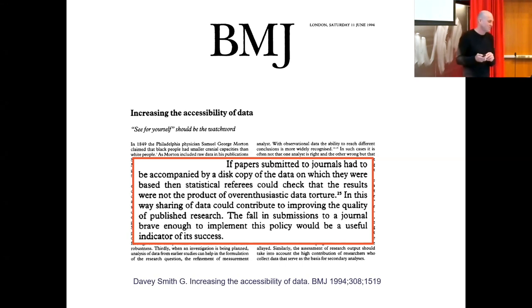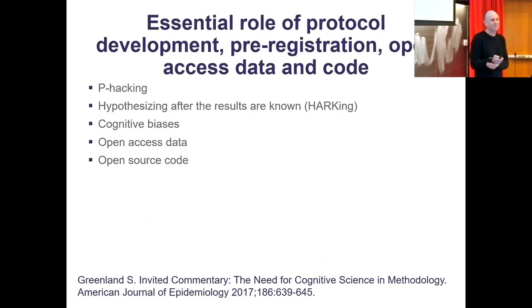And the fall in submissions to a journal brave enough to implement this policy would be a useful indicator of its success. The BMJ actually did debate. The editor was quite enthusiastic to introduce this, but the rest of the editorial team wouldn't go with it. And some journals have moved on this line. But of course, we've been transformed with open access data with studies like UK Biobank and ALSPAC, which sort of pioneered this. But sadly, some studies are still not available in that way.